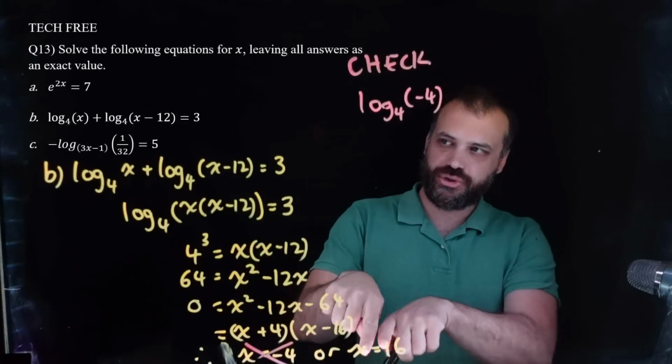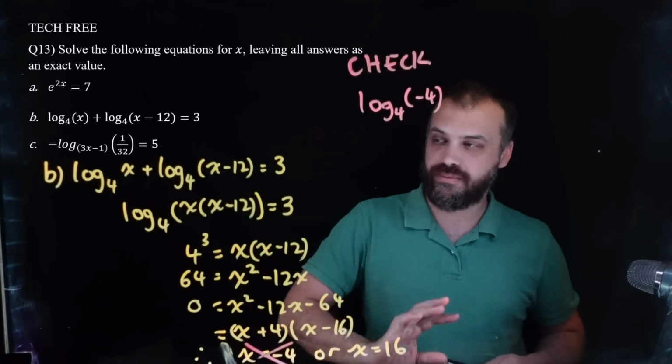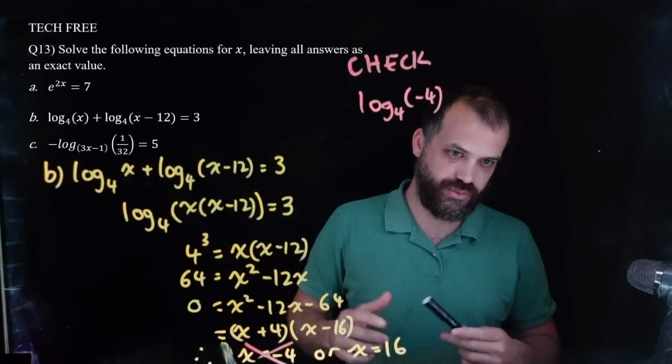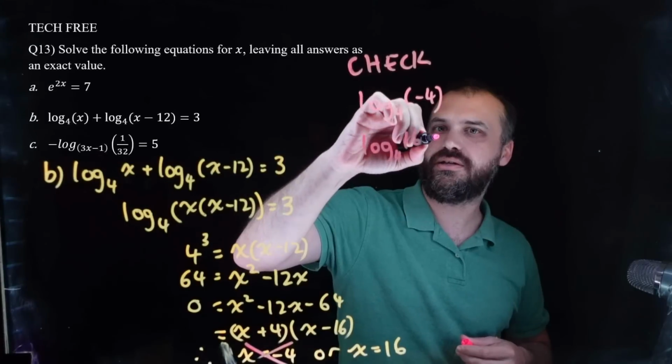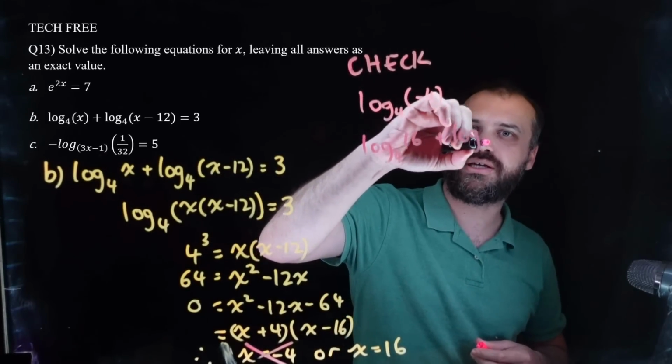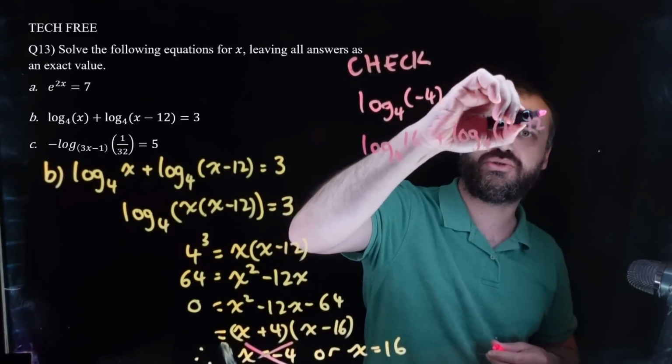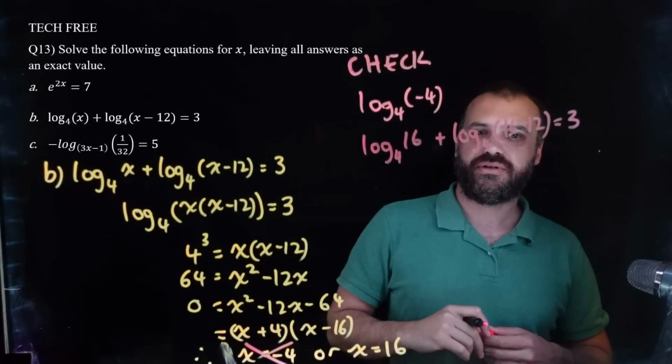The question is, should we reject x equals 16? Maybe there's no solutions to this thing. Maybe it just doesn't work. Well, let's see. Log base 4 of 16 plus log base 4 of (16 minus 12) equals 3.